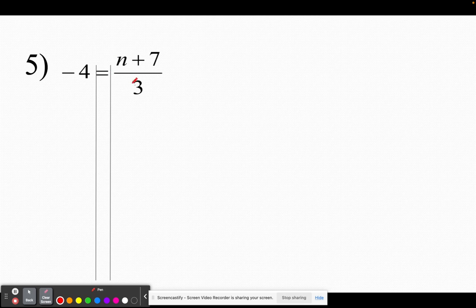Same with this one. I need to get rid of this 3 first because my n is up here with the 7. So I'm going to multiply both sides by 3. 3 times negative 4, negative 12. This 3 and this 3 cancel, which leaves me with just n plus 7.